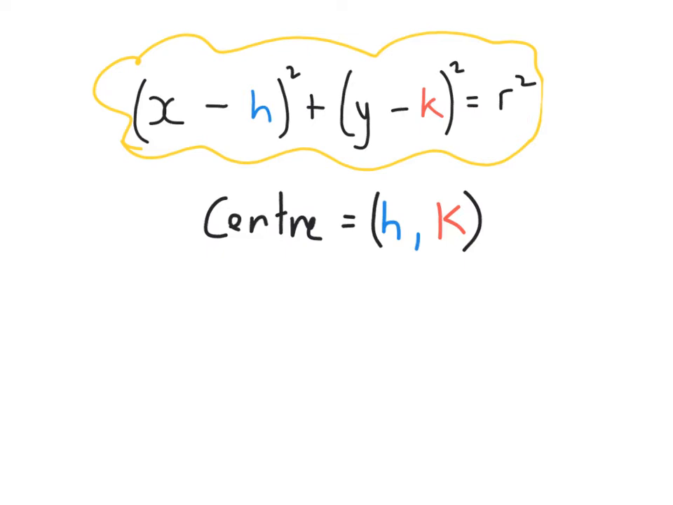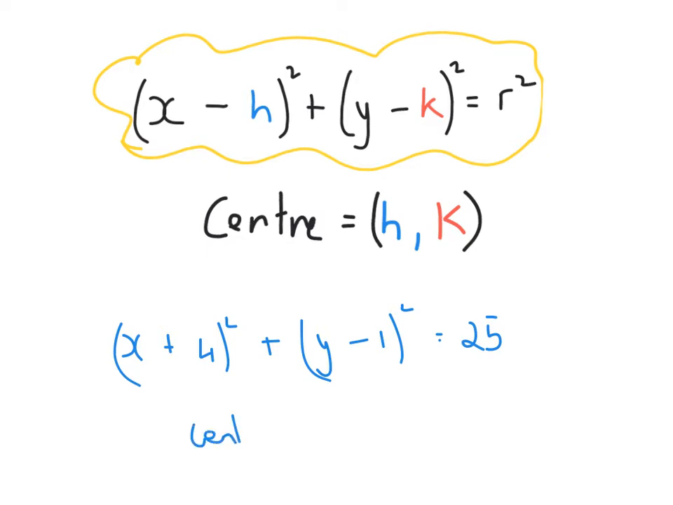So we might have had something like this up to now, (x + 4) all squared plus (y − 1) all squared is equal to 25. And so straight away I could write down that the centre of that circle is, well, minus h, so minus 4. Minus k is equal to minus 1, so k is equal to 1. And our radius would be the square root of 25, which is 5.